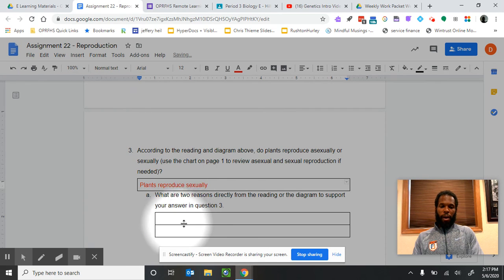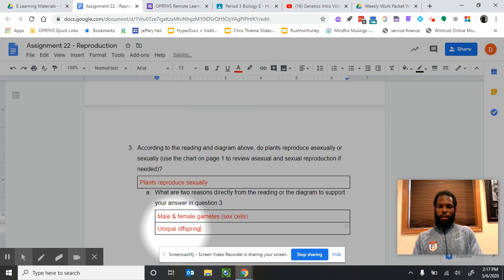Well, number 1, we know that there are male and female gametes or sex cells. And we know that they have a unique offspring. All right, there you go.